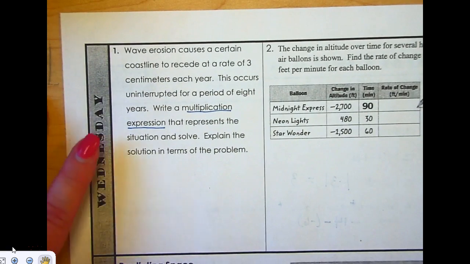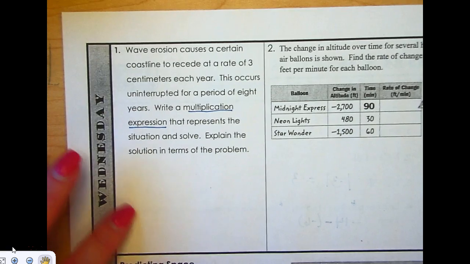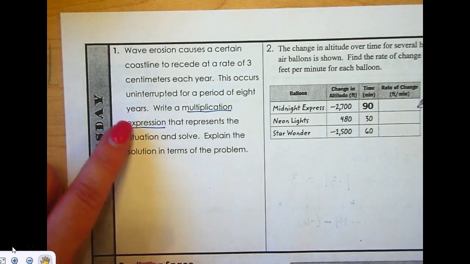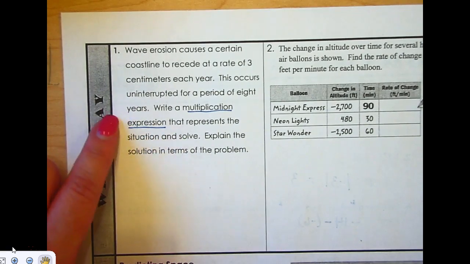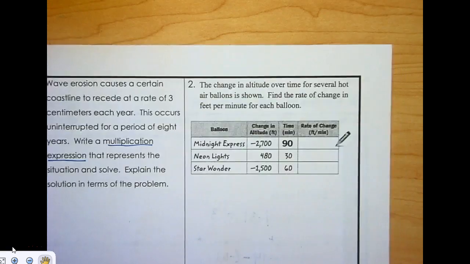So lots of you in your homework last week did not write an expression or an equation when it asked for it. You just told me the answer and what it meant. So the hard work of this problem is figuring out what multiplication expression to write. And if it's multiplication, you cannot write a division expression. You have to write a multiplication for that to be correct.